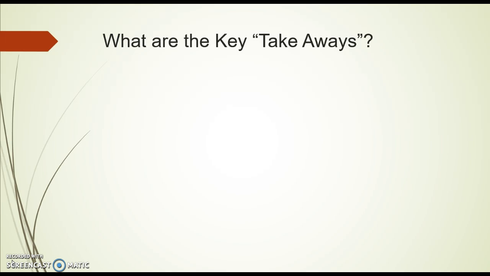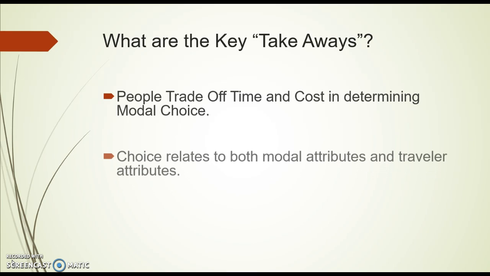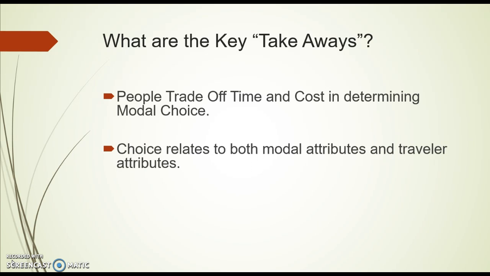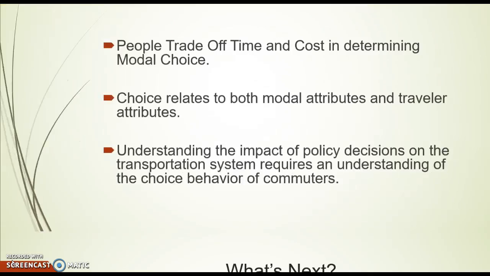What are our key takeaways? Well, we realize that people trade off time and costs to determine modal choice. We also recognize that that choice relates to both the modal attributes and the traveler attributes. So that when we are actually trying to understand the impact of policy decisions on the transportation system, we need that understanding of the choice behavior of the commuters and how they respond to various characteristics of the transportation system. Indeed, a very interesting element of modal choice modeling.